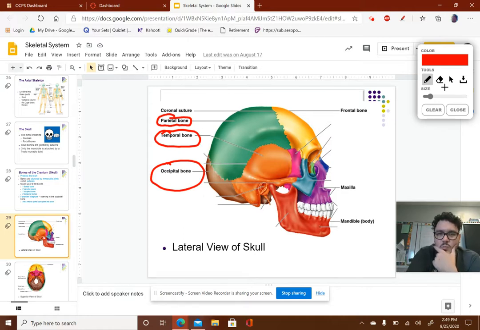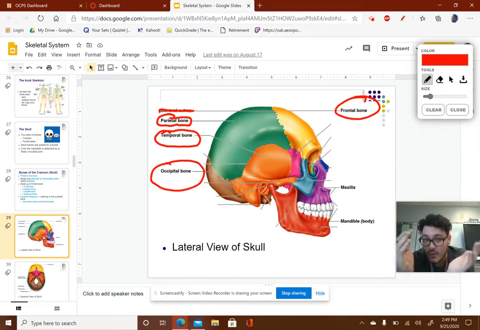The sutures, we don't need to worry about that. So don't even worry about the sutures. That's stuff that's a little beyond where we're at. Frontal bone in this gold yellow color, that's going to be literally the front, right? As far as the frontal bone is concerned, it goes from like your eyebrow region a little lower all the way up to above your hairline.